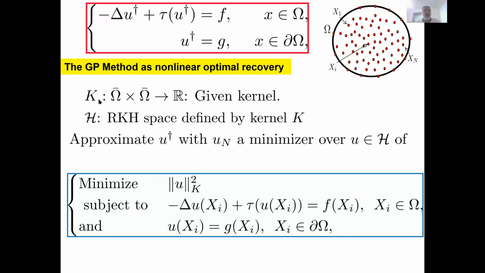Therefore, given a kernel k, the proposed approach can be summarized as approximating the solution u dagger of the PDE with a function un, minimizing the following nonlinear optimal recovery problem, in which the quantity to be minimized is again the RKHS norm of the function u defined by the kernel k, and the constraints are requiring u to satisfy the PDE at a finite number of collocation points xi. Note that the PDE constraints at those collocation points depend on whether they are located in the interior of the domain or on its boundary.